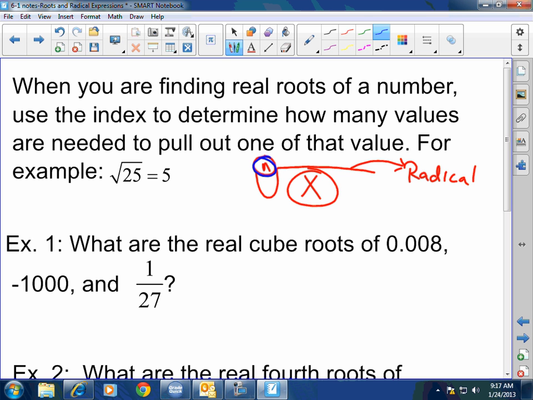We started with the simple example of the square root of 25. There's an invisible 2 here as the index, so I'm looking for sets of 2. 5 times 5 is 25. I have a 5 and a 5, it pulls out as a 5, I have nothing left over, and I'm done. That's the concept behind what we're doing today. We're looking for sets of values, and we're pulling out one of those values for every set that we have.